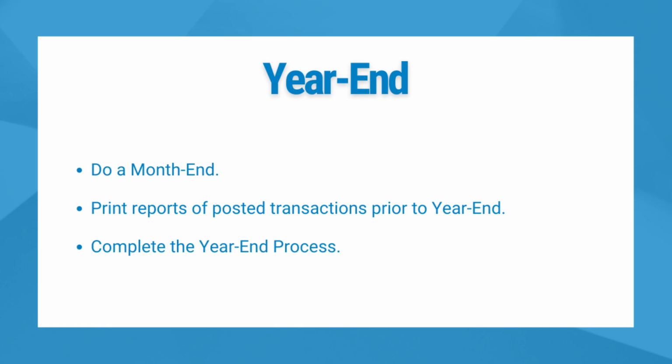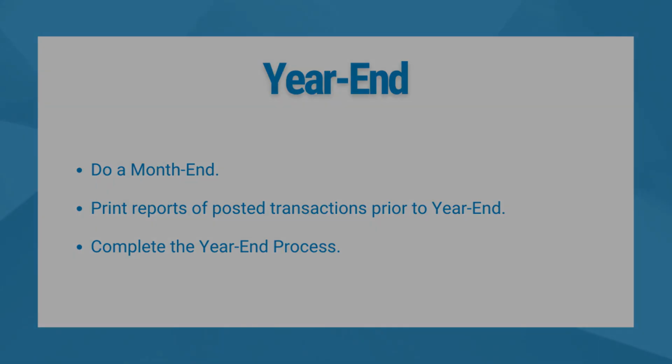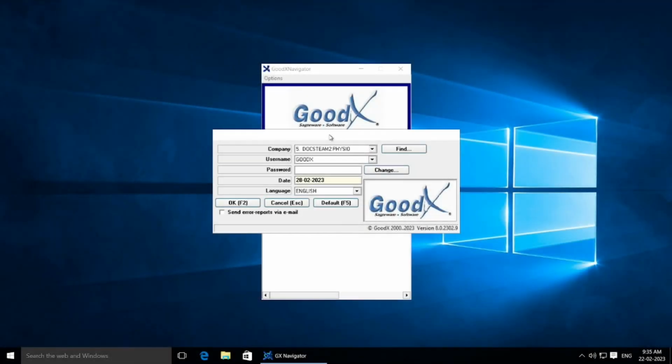The fifth step is completed by printing reports as soon as all transactions for the financial year have been posted. Finally, the user is able to complete the year-end process and start a new financial year. Now, let us go over how to do year-end.